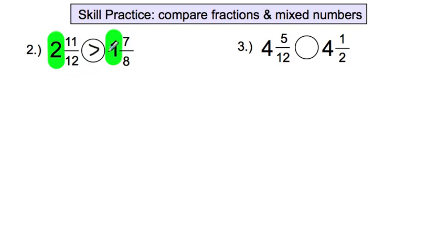You don't need to find least common multiple. You don't need to find common denominators. You just compare the whole numbers. 2 is greater than 1. So 2 and 11/12 is always going to be greater than 1 7/8.